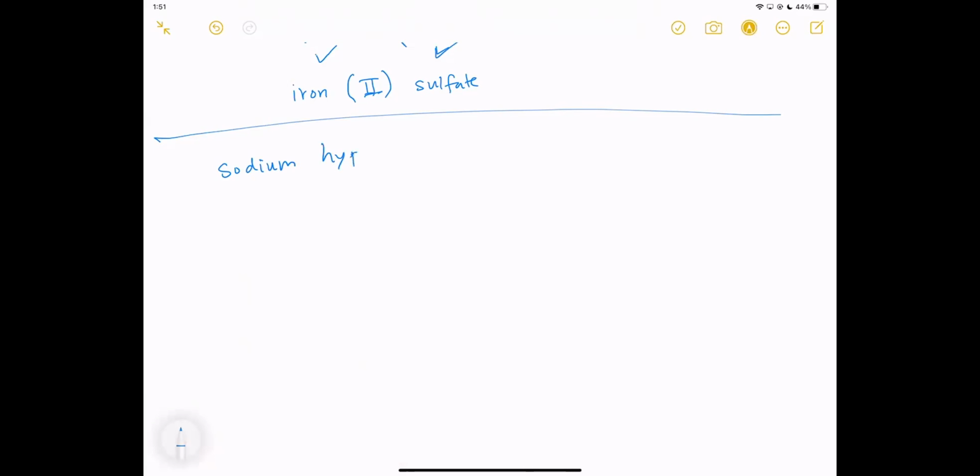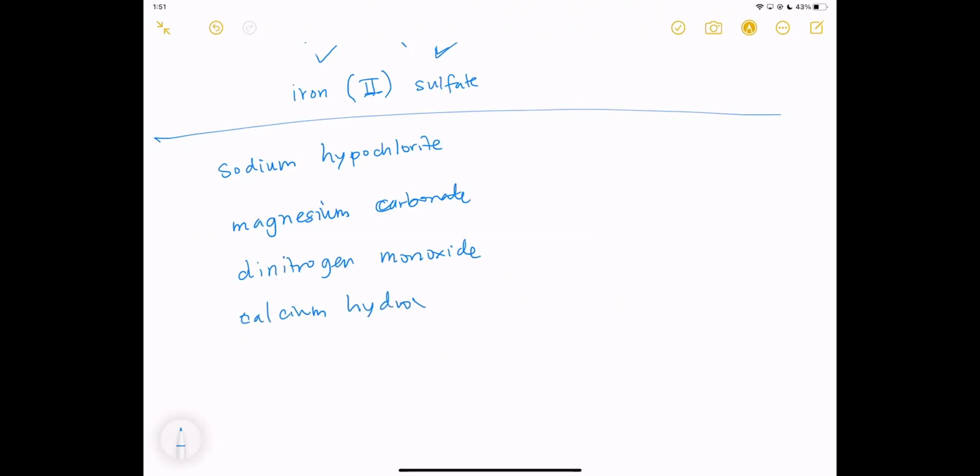Sodium hypochlorite, magnesium carbonate, and I'm going to add in some more of these. So this is dinitrogen monoxide and calcium hydroxide. Okay, so switching back over so you can see what I just chose from my examples.